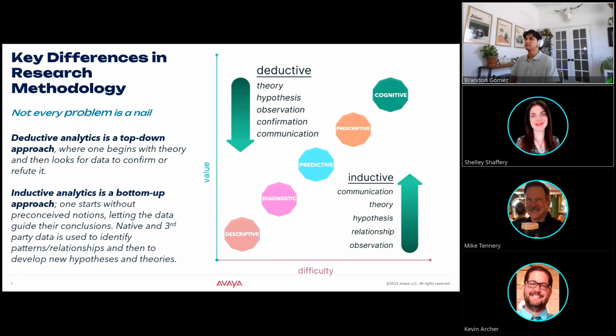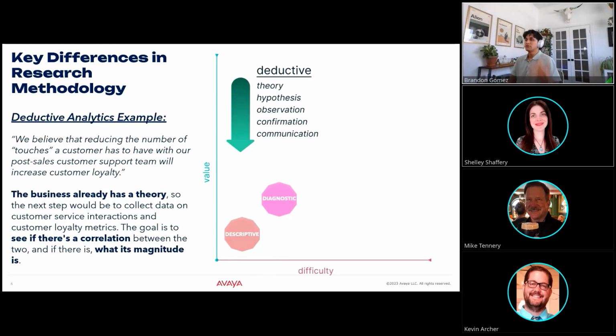It is the difference of, I guess, deductive and inductive research. Each is a tool, but specific problems call for specific tools. The next few slides are meant to give you a high-level account for the difference, top-down being deductive, bottom-up being inductive. Let's see what this means practically.